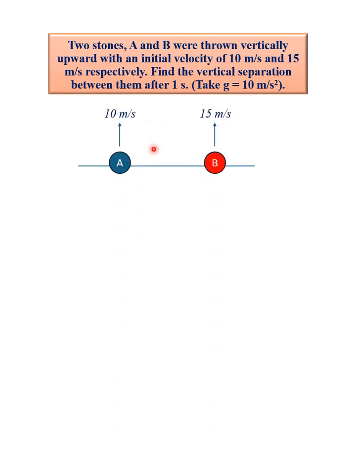This is what the question represents. Two stones, A and B, were thrown vertically upward with the following velocity. A was thrown up with a velocity of 10 meters per second and B was thrown up with a velocity of 15 meters per second. Our target in this question is to find the vertical separation between A and B.